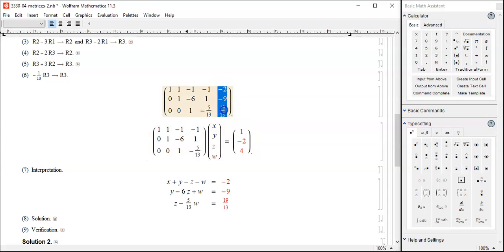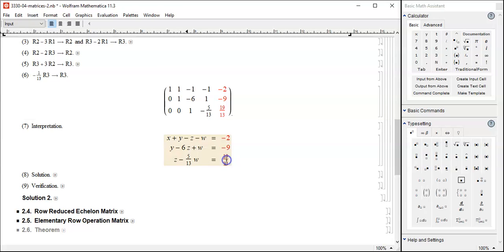And then the right-hand side is the last column of this augmented matrix. So this augmented matrix is the same as this matrix equation. And if we rewrite it in traditional form, we have this system of linear equations. That's the interpretation of all these. Okay, is this better? Yes, indeed.